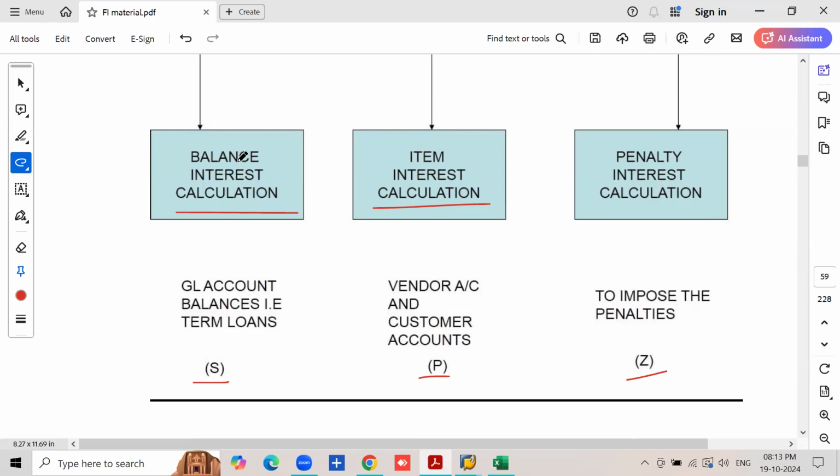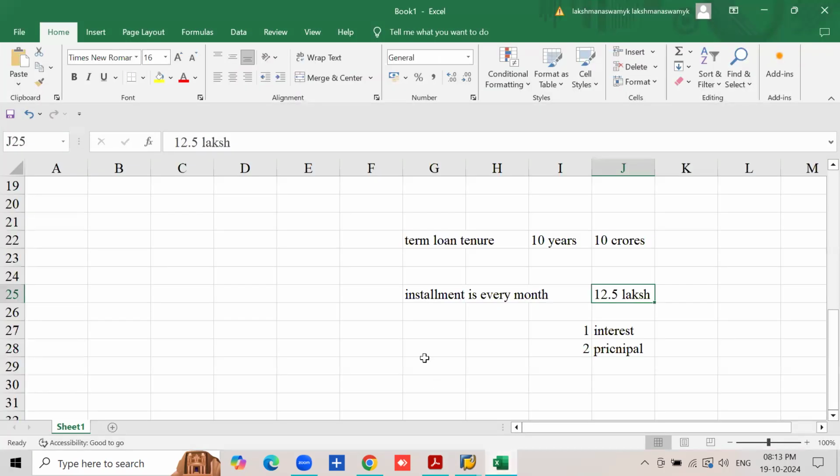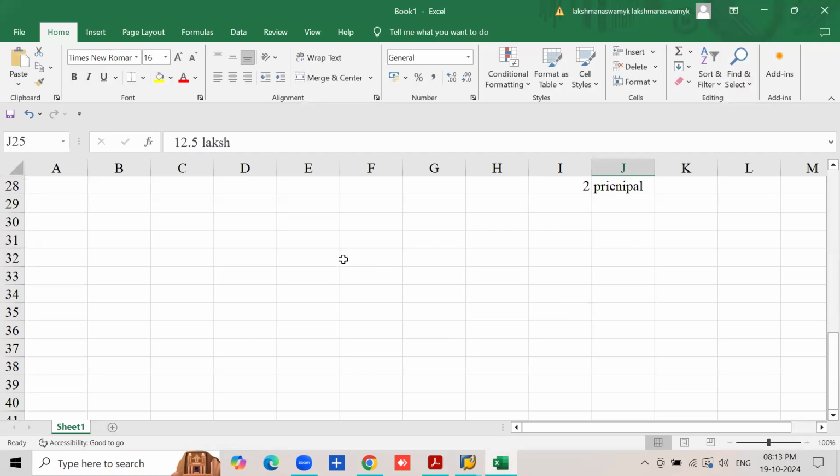Here, this balance interest calculation is used to calculate interest on GL account balances. GL account balances means term loans, working capital loans, or OD accounts, debentures, etc. Then, this item interest calculation is used to calculate interest on vendor account and customer account balances. So, what is the necessity to calculate interest on customer account and vendor account balances?